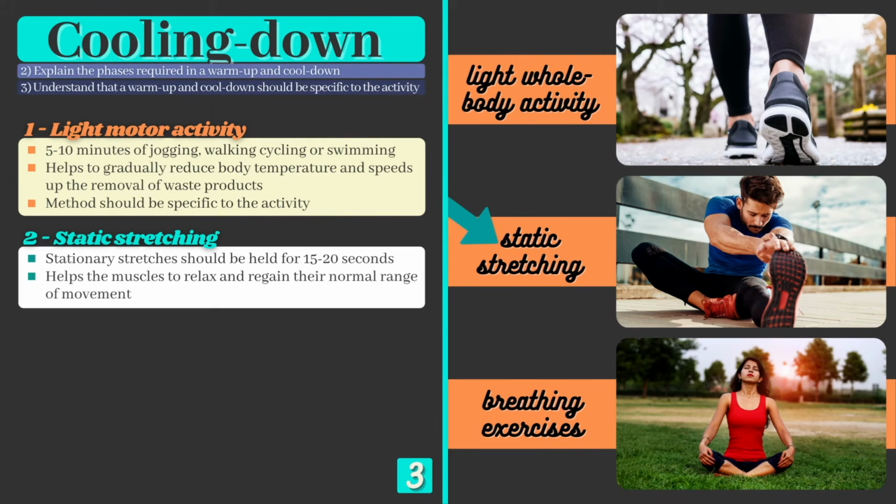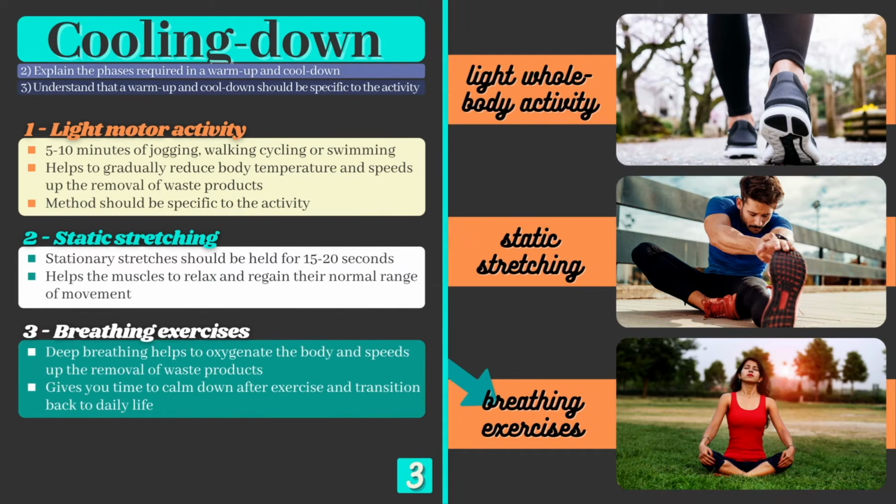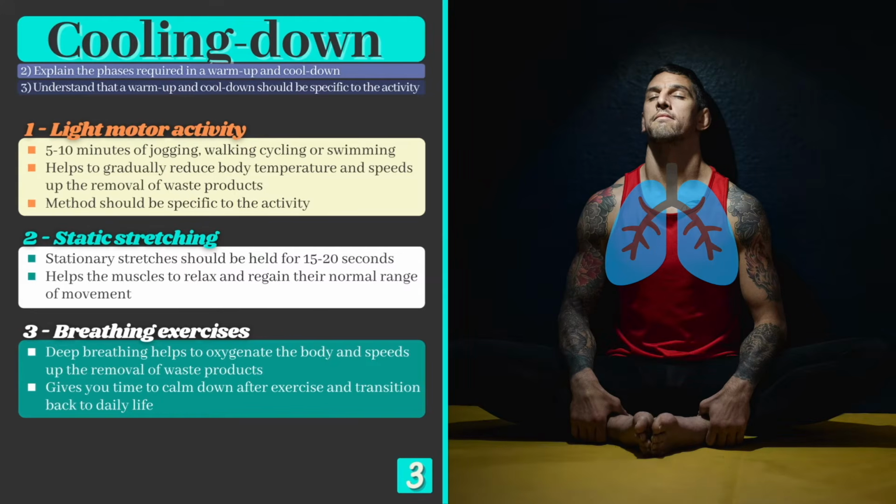Phase 2, static stretching. Static stretches involve holding a stationary position for 15 to 20 seconds and in the context of a cool down helps the muscles to relax and re-establish their normal range of movement. Phase 3, breathing exercises such as deep breathing. This not only helps to oxygenate the blood and speed up the removal of waste products, but also gives you time to calm down and transition back into daily life.